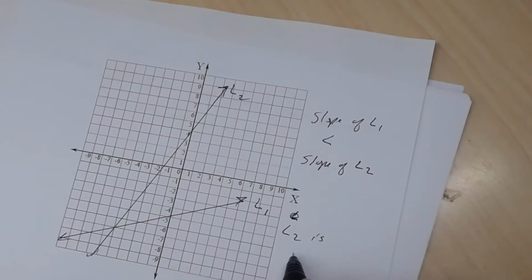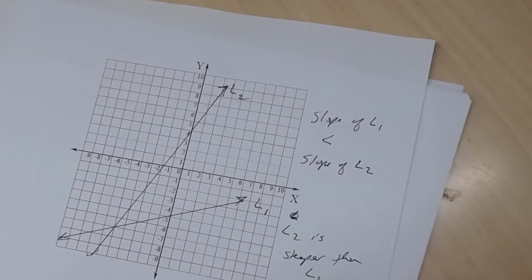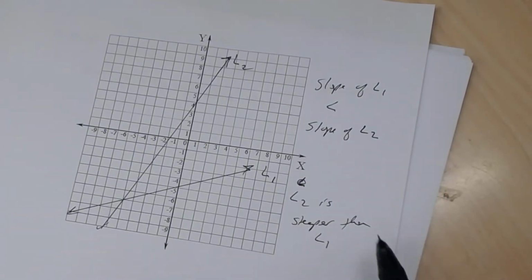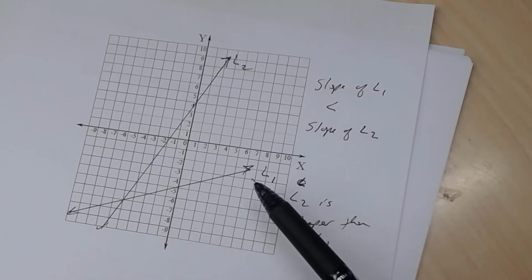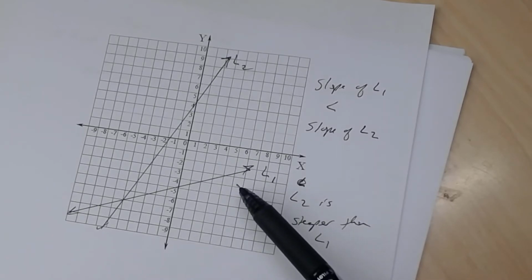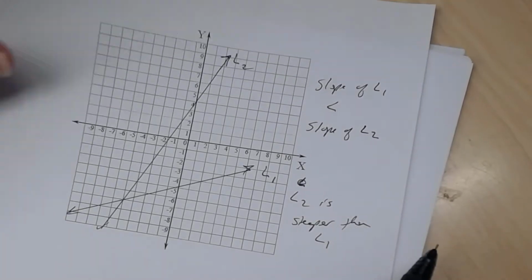Okay, so line 2 is steeper than line 1. That's going to mean that the slope of line 2 is going to be bigger than the slope of line 1, or the slope of line 1 is going to be smaller than the slope of line 2. Okay? All right.